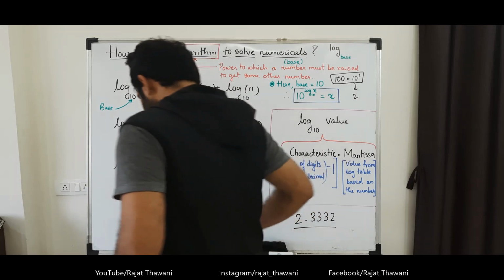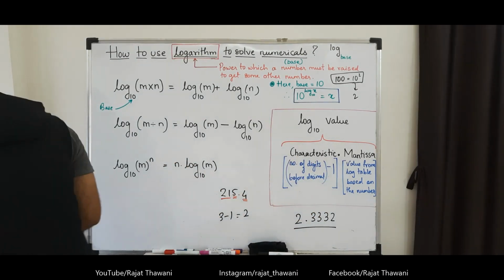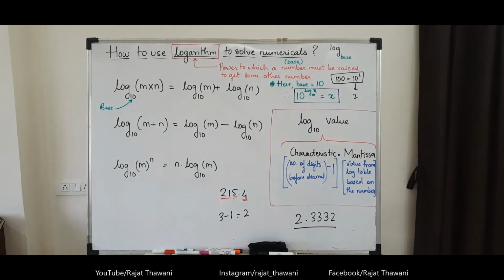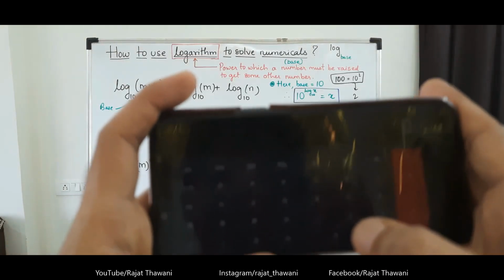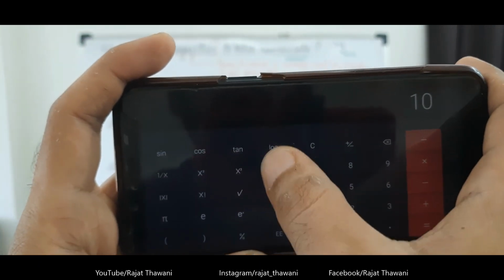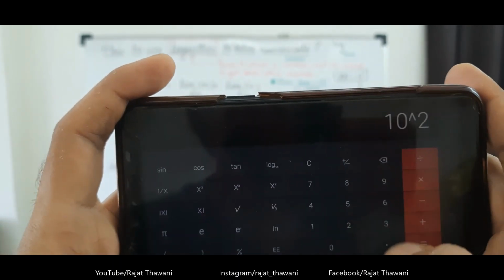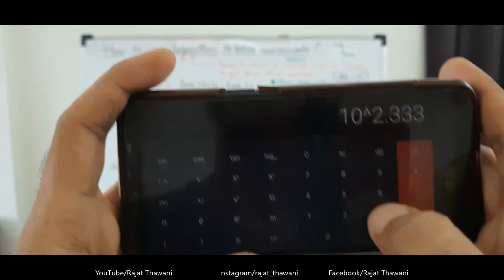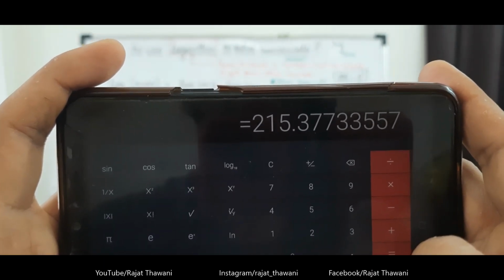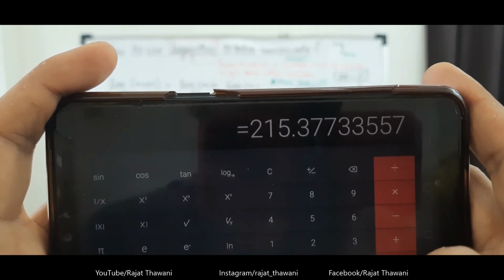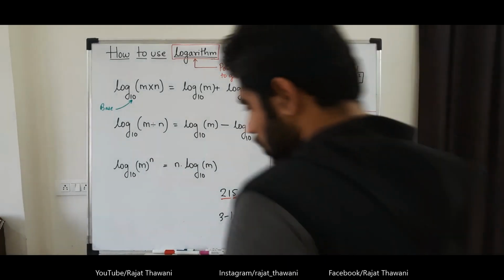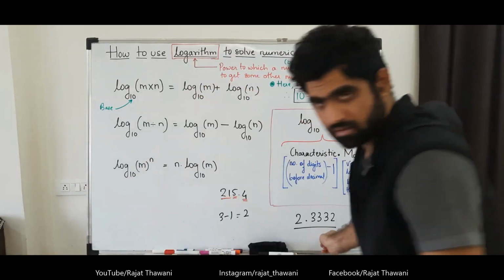Now, do you want to cross check whether our log value is correct? We can cross check it. How can we do it? I'll do the same thing: 10 raised to that specific number. 10 raised to 2.3332. See, 215.37, which rounding up comes to 215.4. It means this log value is exactly correct.